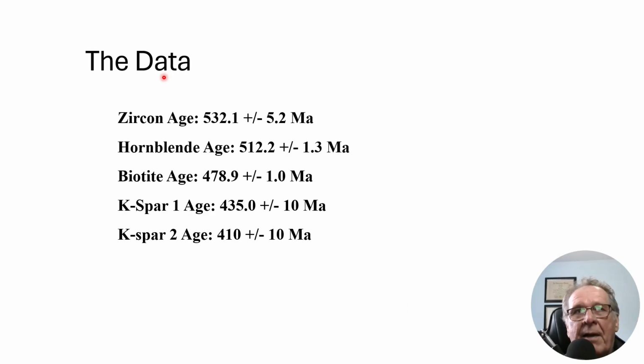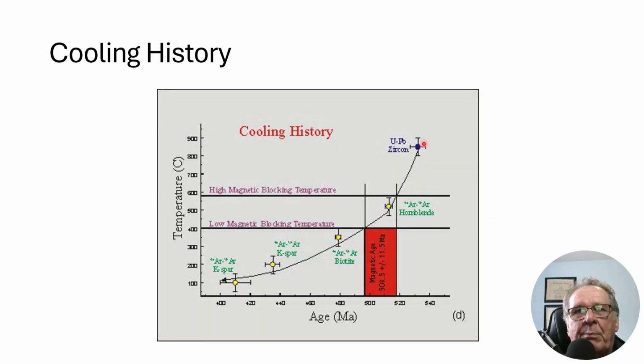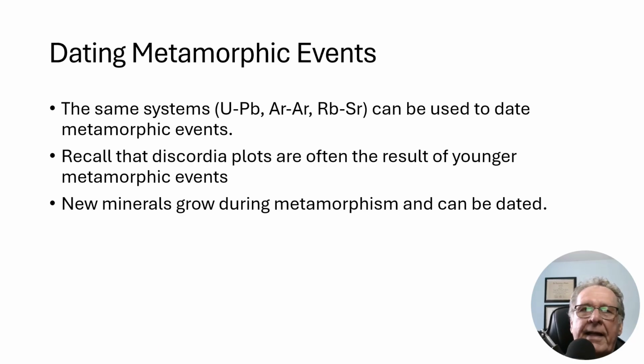And when we do that, we can look at the data. The zircon age gave us 532. That's the age that it crystallized. Hornblende 512, biotite 478, one of the K-feldspars 435, the other one at 410. So you can see this is exactly as we would expect. This one's a high temperature closing, this is the next highest, this is the next, and these are the two lowest. So perfectly in line. These are the data, but we can put them on a graph and then estimate the cooling age of that pluton. So it's really cool. Dating metamorphic events, we can use the same systems to date metamorphism.